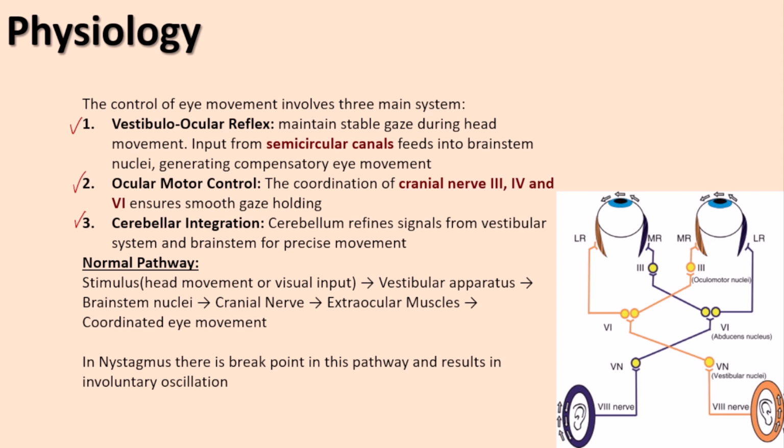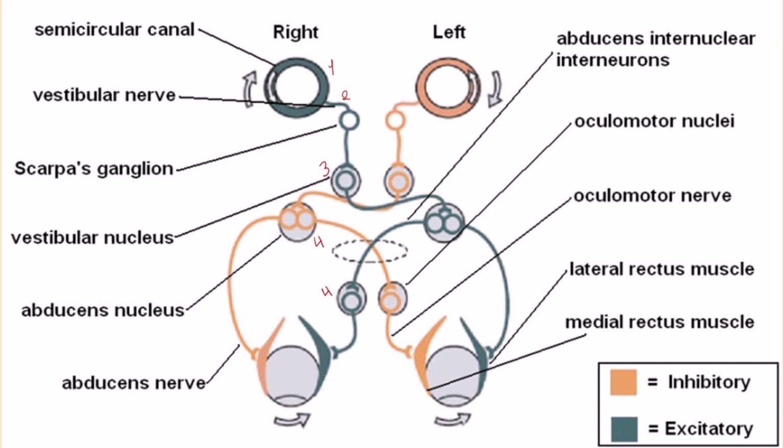So a normal pathway for eye movement is when we have a stimulus, which can be head movement or visual input. After that, we have involvement of vestibular apparatus. After that, we have involvement of brainstem nuclei, cranial nerves, extraocular muscles, and as the result, we have a coordinated eye movement. When we have nystagmus, there's a break point in this pathway, which results in involuntary oscillation of the eye.